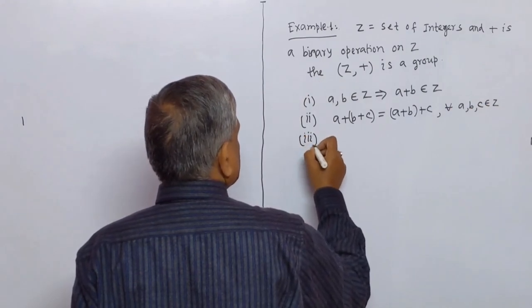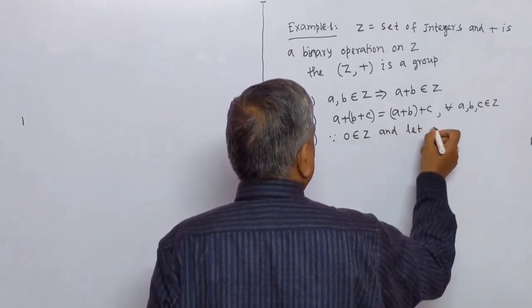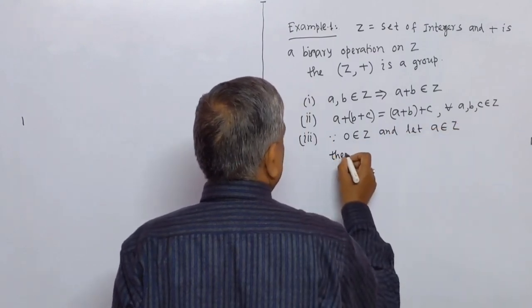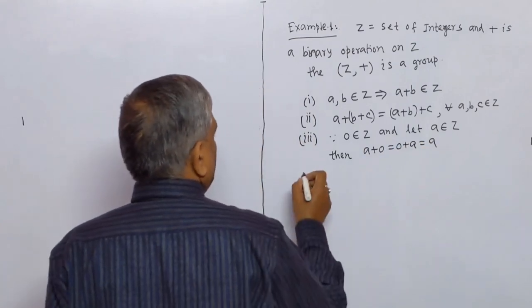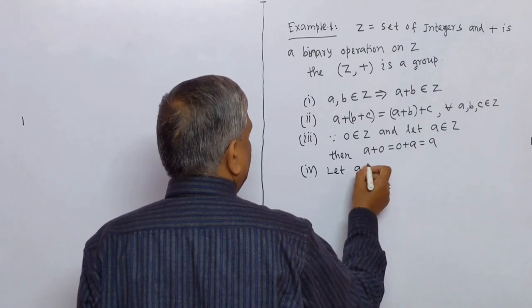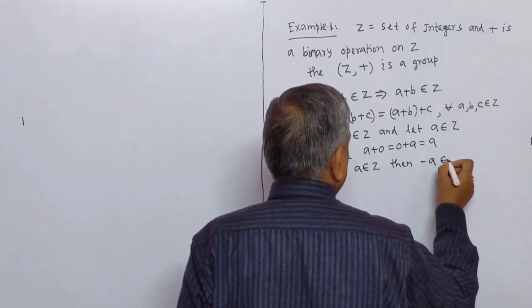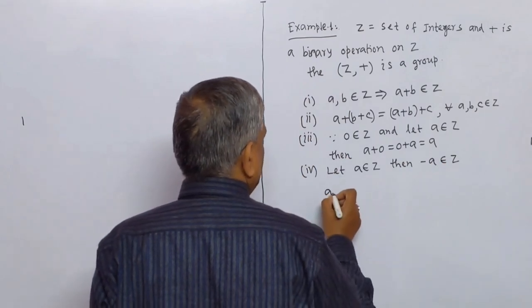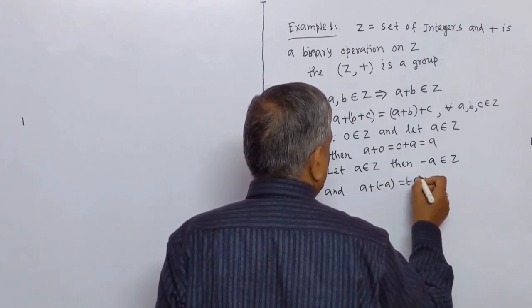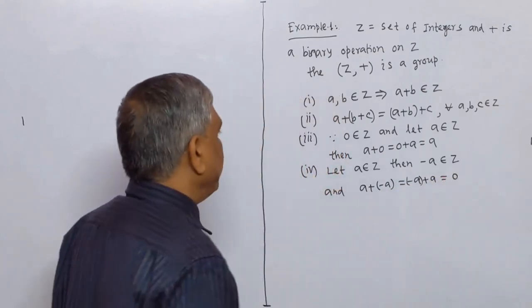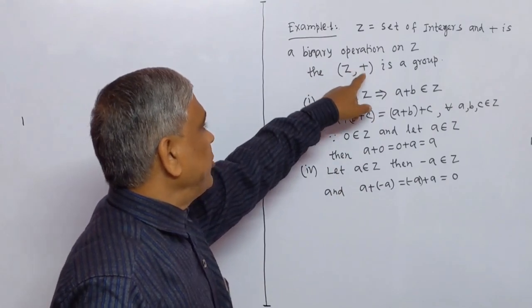Number three, since 0 is an integer and let A be any integer, then A plus 0 equal to 0 plus A equal to A. Number four, let A be any integer, then minus A is also an integer, and A plus minus A equal to minus A plus A equal to 0. Therefore, four properties for group are satisfied. Therefore, Z with binary operation addition is a group.